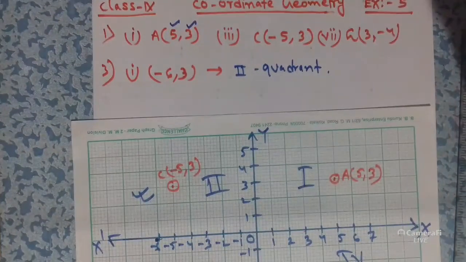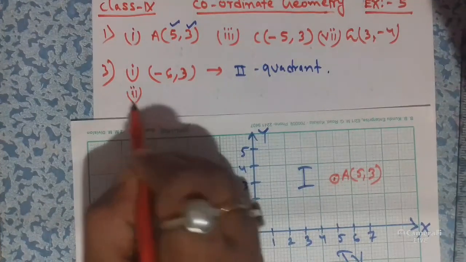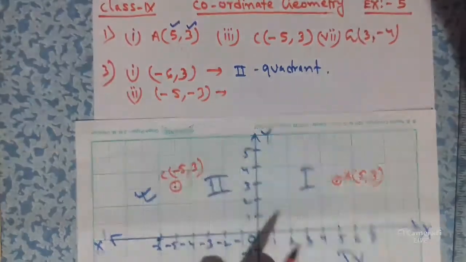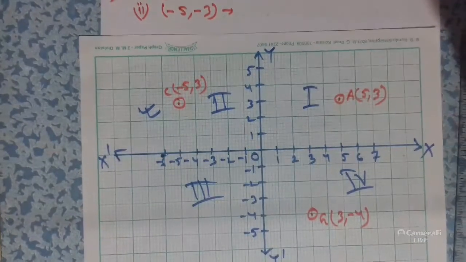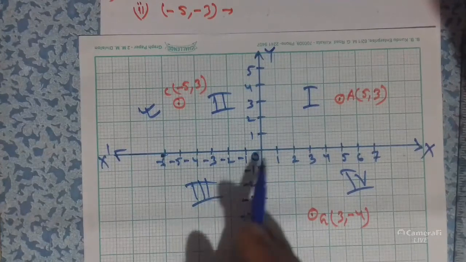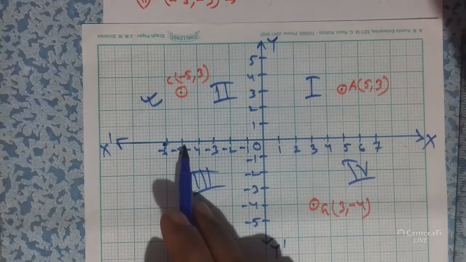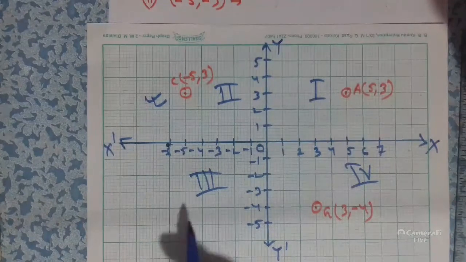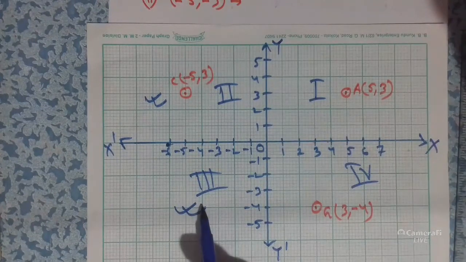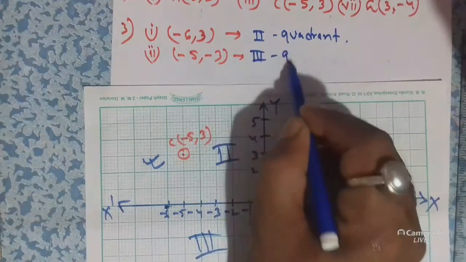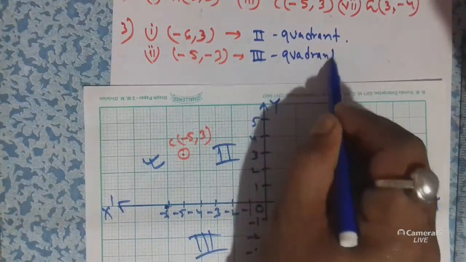Similarly, the second point is (-5, -3). So here, students, x is -5, so that means we have to move towards the left, and then y is -3, y is negative, so that means we have to go down. So it will lie on the third quadrant.